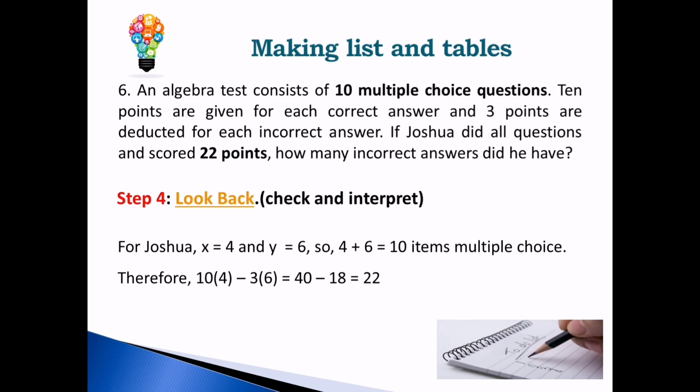So again, how are we able to check it? We know that there are 10 items to be answered. Then after everything, you must score 22 points, considering the given rules that for every correct answer you will be scored 10 points, and for every incorrect answer you will be deducted 3 points. So that is how we use all the different steps made by George Polya in solving a worded problem.